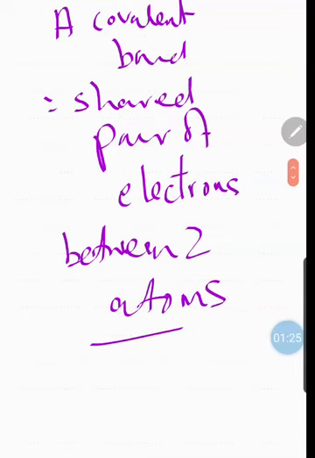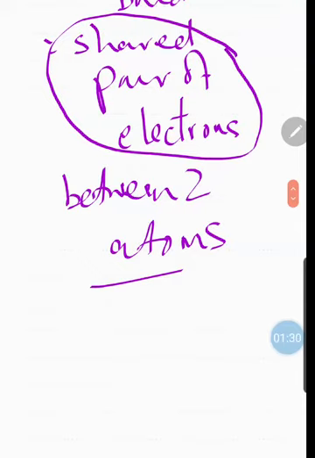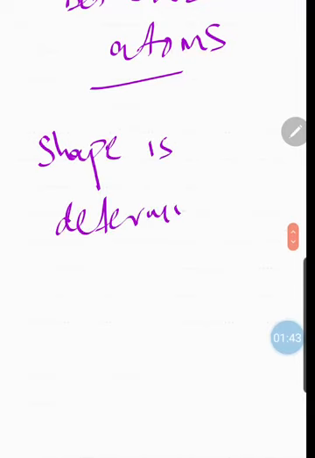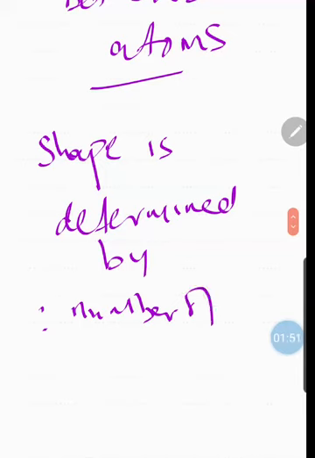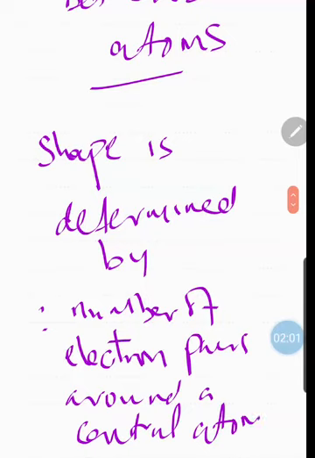Now this is the key term here, shared pair of electrons. Just please remember this term. So a bond is a pair of electrons. So the shape of a molecule is determined by the number of electron pairs around a central atom.